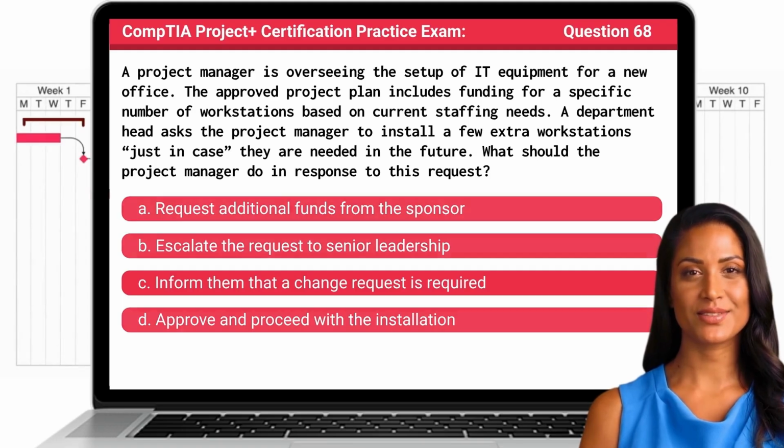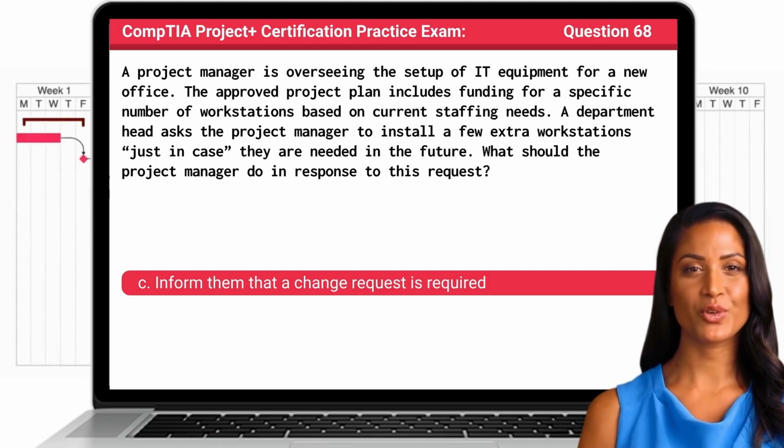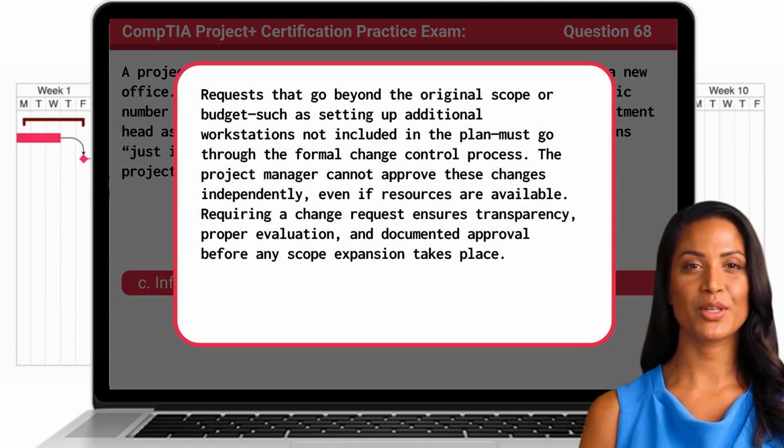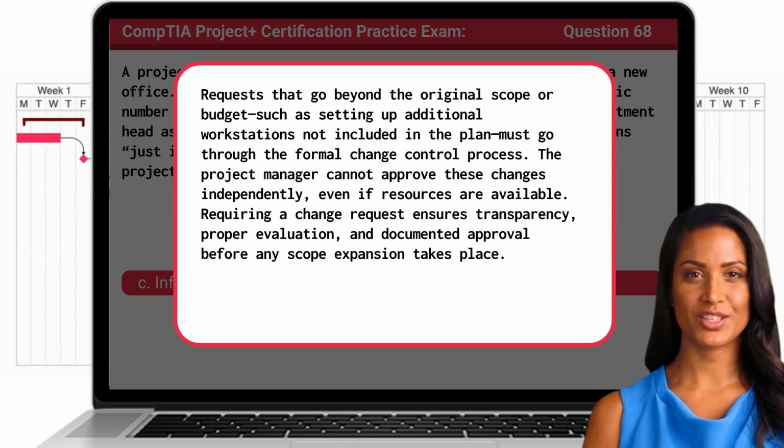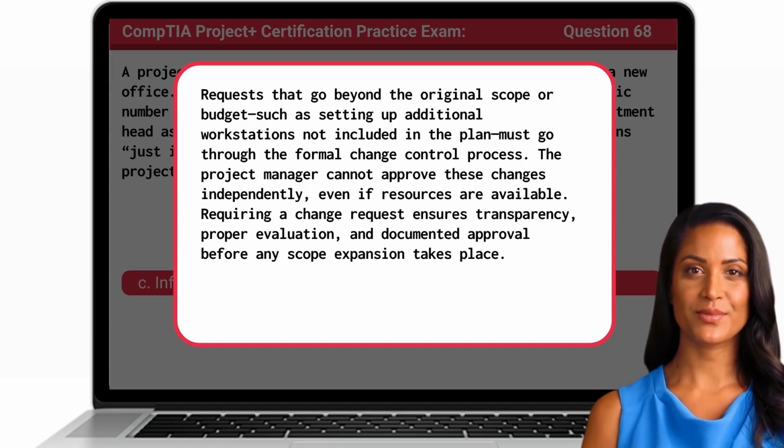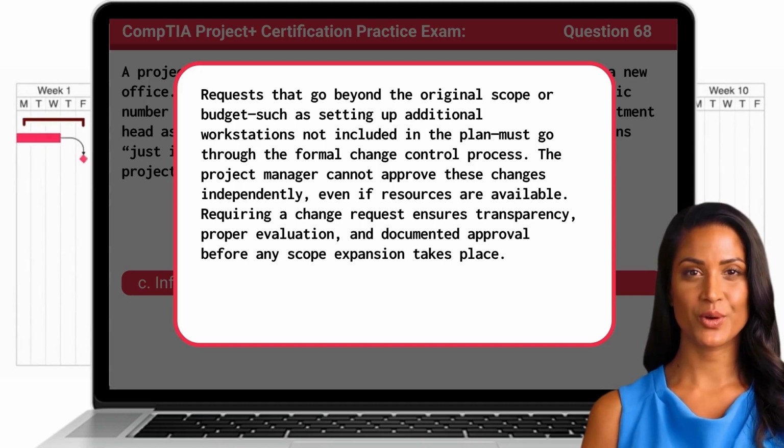The answer is C. Inform them that a change request is required. Requests that go beyond the original scope or budget, such as setting up additional workstations not included in the plan, must go through the formal change control process. The project manager cannot approve these changes independently, even if resources are available. Requiring a change request ensures transparency, proper evaluation, and documented approval before any scope expansion takes place.